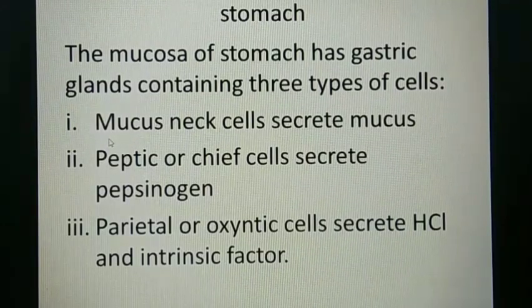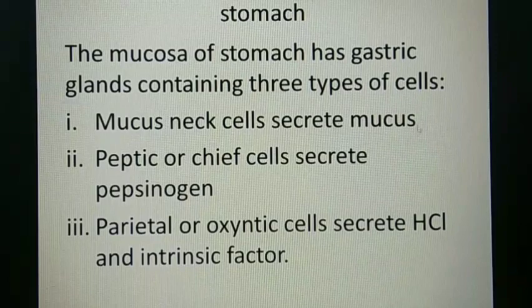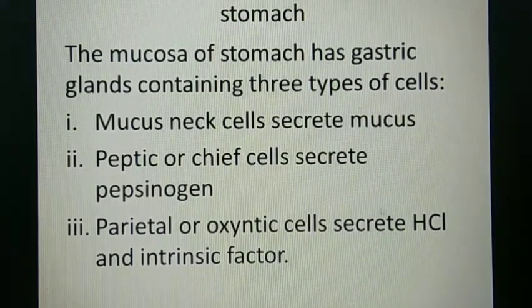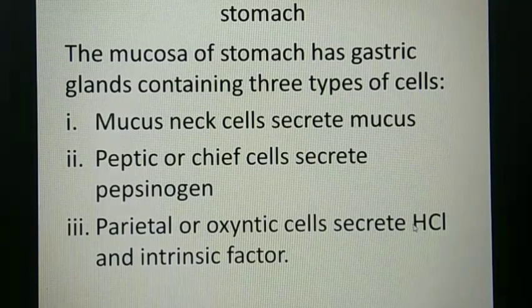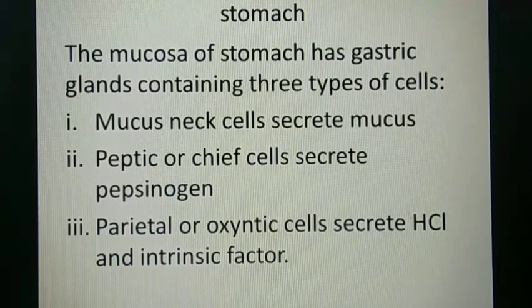Then the mucus neck cells secrete mucus. This mucus protects the inner lining of the stomach from the harmful action of HCl. You know, HCl is a strong acid, so due to this the stomach wall can be damaged. So this mucus protects the inner lining of the stomach. And an intrinsic factor is also produced by parietal or oxyntic cells, which helps in the absorption of vitamin B12.